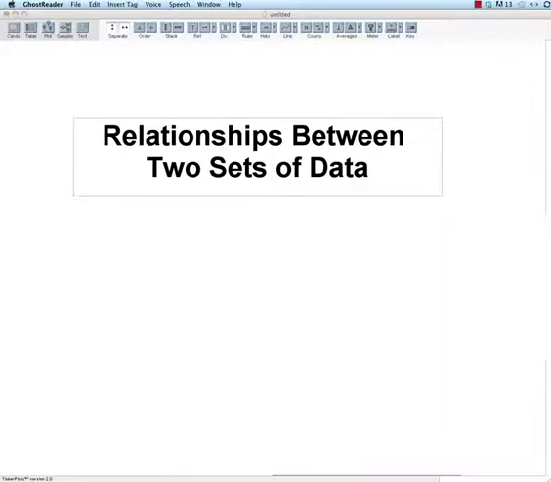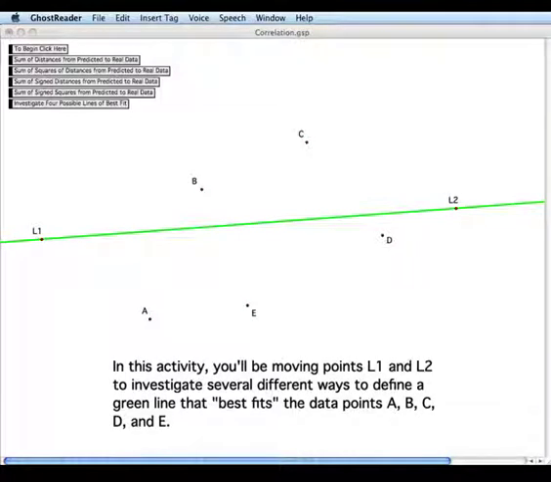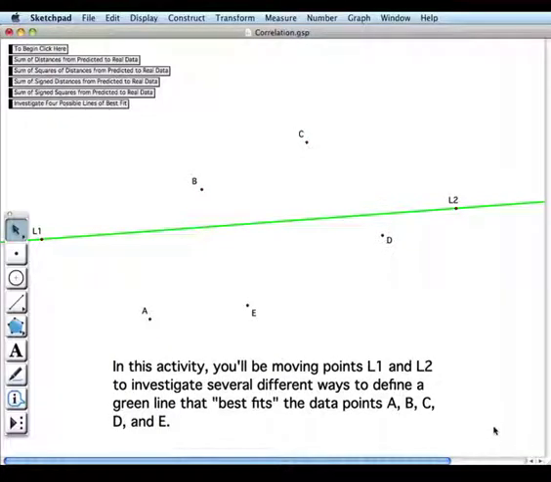The topic we'll be investigating sometimes is called correlation and regression, and just as different notions of centrality may be useful in different situations, there also may be several alternative ways that might be sensible to define what you mean by a line of best fit.